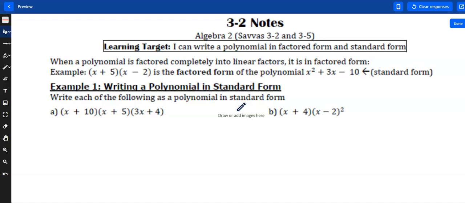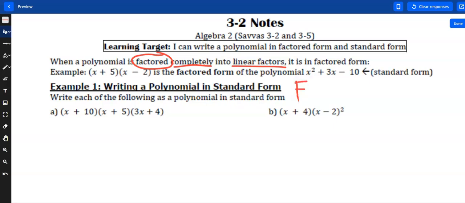So now that we can classify by degree, we know what standard form is, we can classify by degree and number of terms. We know what leading coefficient means and how to add and subtract and multiply. Let's move on. When a polynomial is factored completely into linear factors, what does a linear factor look like?